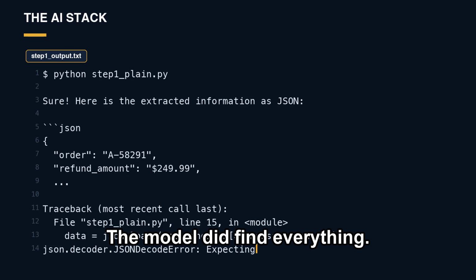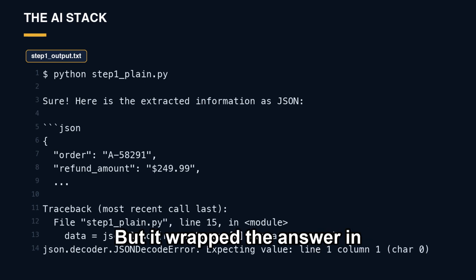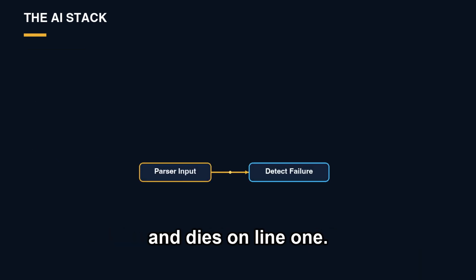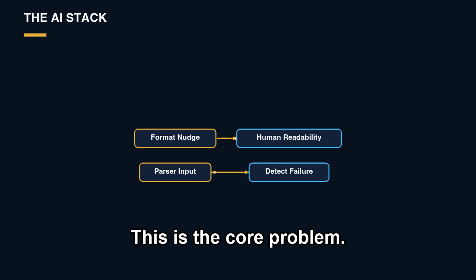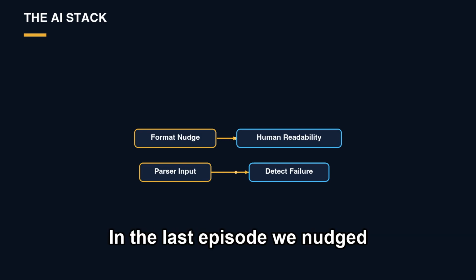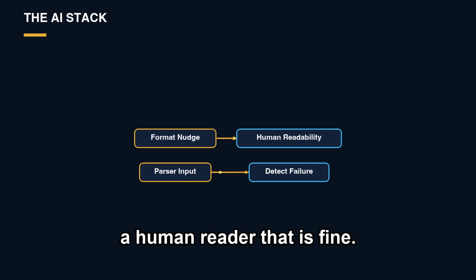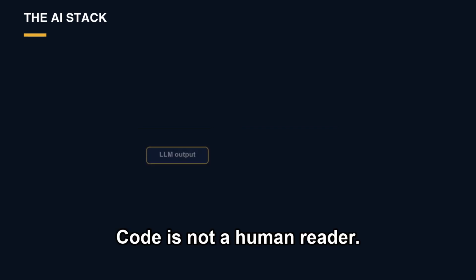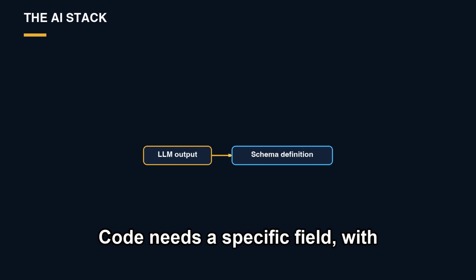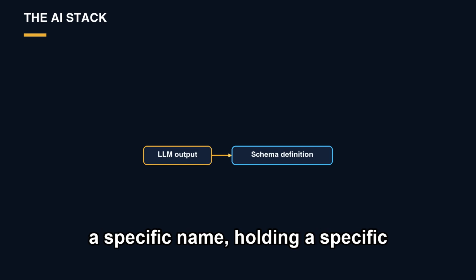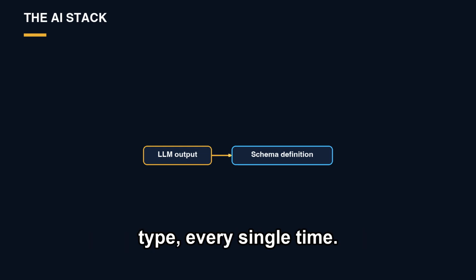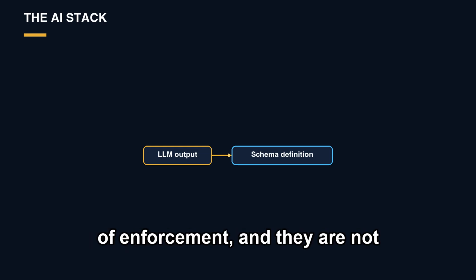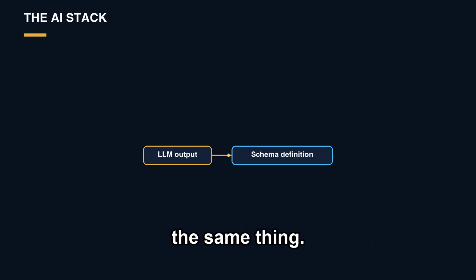The model did find everything, but it wrapped the answer in a friendly sentence and a markdown fence. The parser hits the word sure and dies on line 1. This is the core problem. In the last episode, we nudged the format with examples, and for a human reader, that is fine. Code is not a human reader. Code needs a specific field with a specific name holding a specific type every single time. So the industry built 2 levels of enforcement, and they are not the same thing.